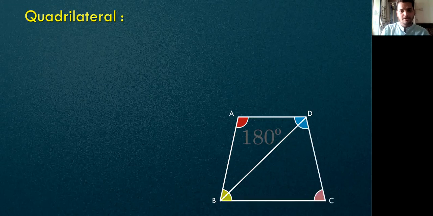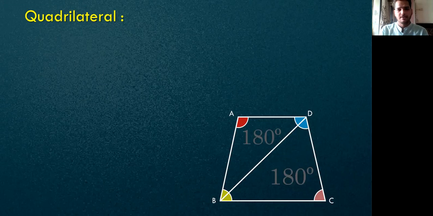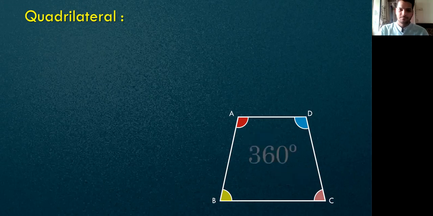Correct. Similarly, now if we focus on the triangle below the diagonal, we can see three angles again, B, C, and D. They are also a part of a triangle. Correct. So the total of these three angles is also again 180 degrees. Now students, if you combine these two triangles, we basically make the entire quadrilateral. Correct. So when you are combining the two triangles, their measures will also be combined. Yes. So 180 plus 180 will give you 360 degrees. So the total measure of all angles of a quadrilateral is 360 degrees.